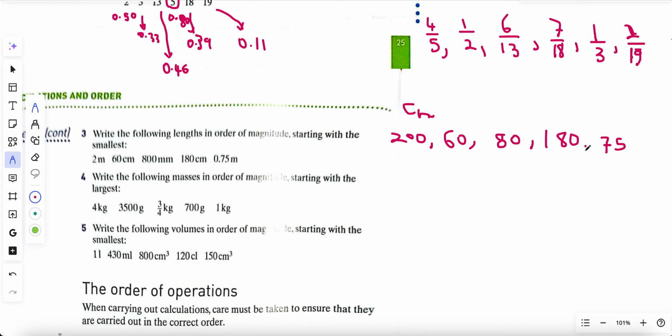Now you can tell which one, they are all in the same unit. So which one is the biggest one of them all? Of course, it's 200 centimeter, which represents 2 meters. It says, okay, starting with the smallest. Sorry, they did say we should start with the largest.